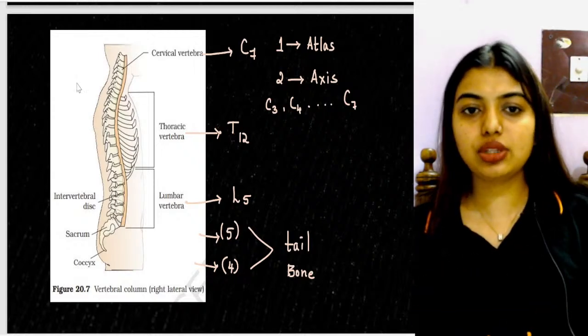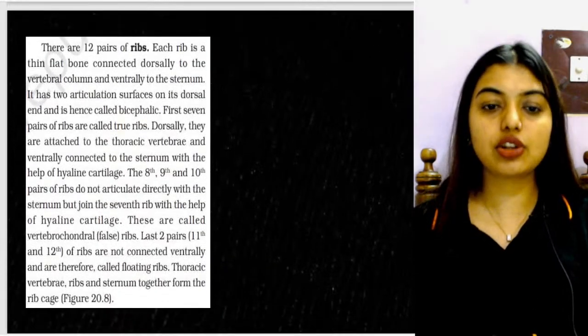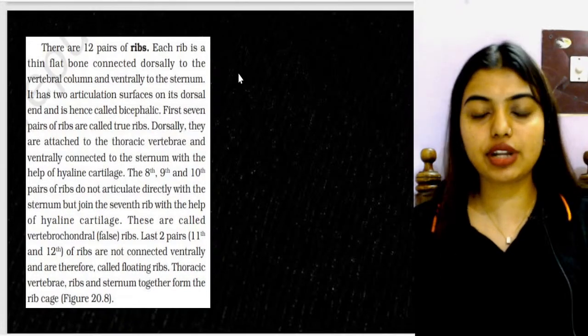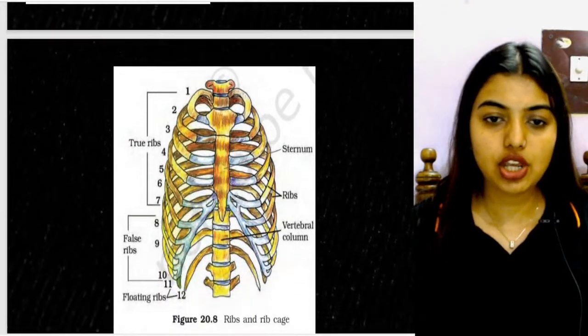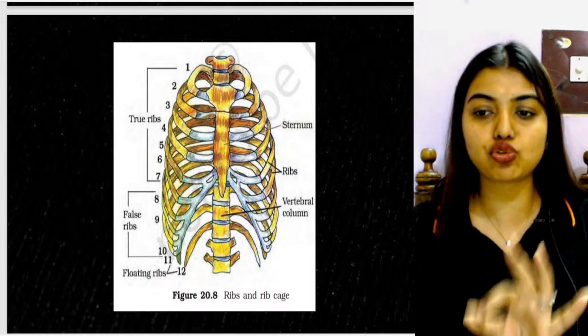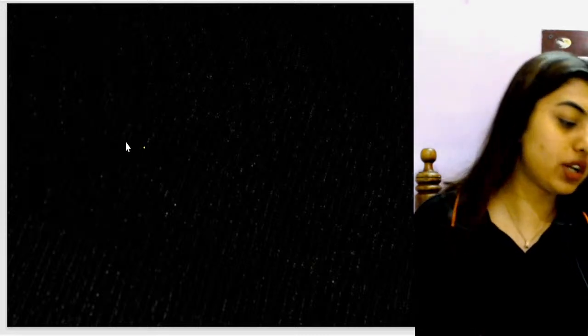Okay. Now this is your vertebral column. Next is going to be your ribs. Now students, in ribs, very simple thing is going to happen. What is going to happen? So I'll show you the image. Look at this image. You will see that 1 to 7. How is a true rib true? How can I call a rib true rib? How can I call a student true?